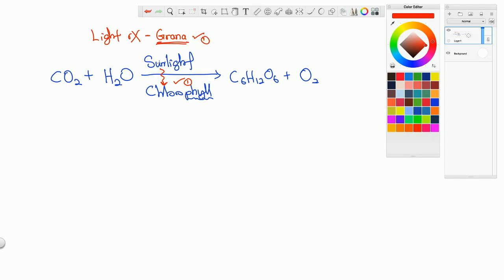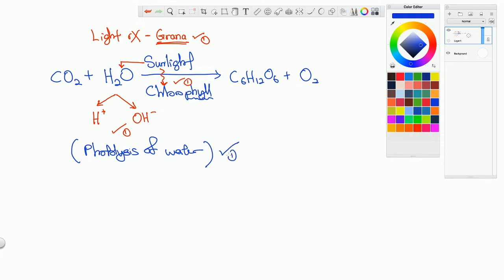In the light reaction, sunlight is absorbed by chlorophyll, you get 1 point. Sunlight energy is used to split water molecules into hydrogen ion and hydroxyl ion. This one is another 1 point. And this step is also known as photolysis of water. So mention photolysis of water, here you score another 1 point.